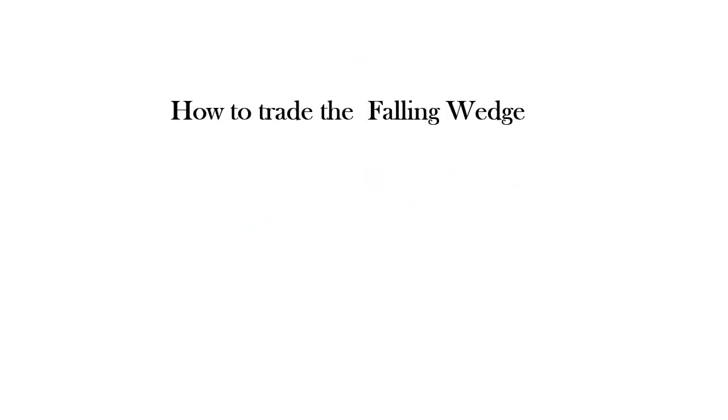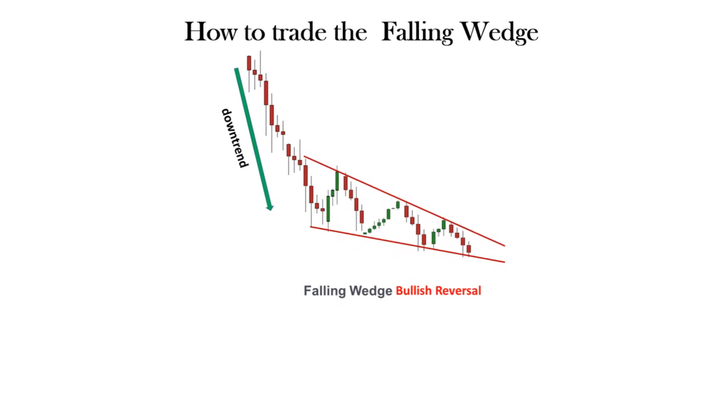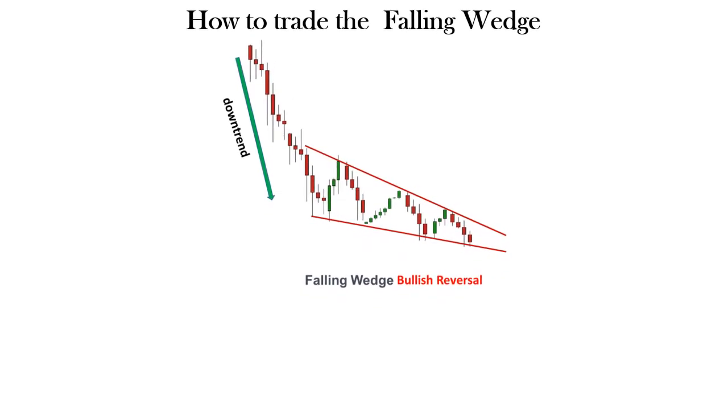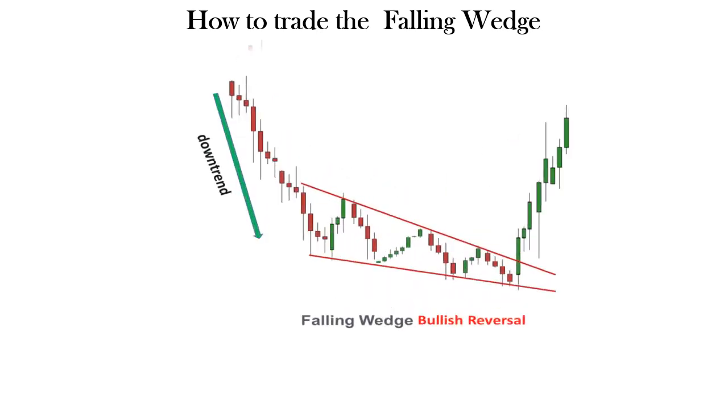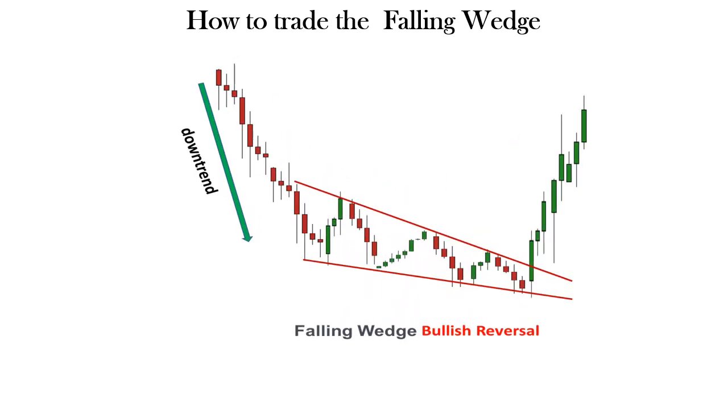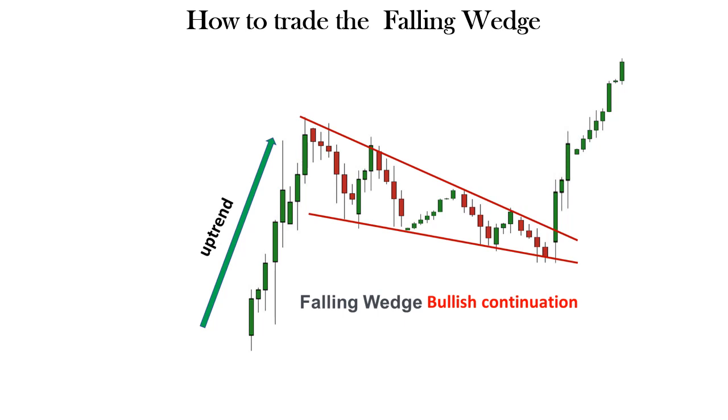How to trade the falling wedge. Just like the rising wedge, the falling wedge can either be a reversal or continuation signal. As a reversal signal, it is formed at the bottom of a downtrend, indicating that an uptrend would come next. As a continuation signal, it is formed during an uptrend, implying that the upward price action would resume.